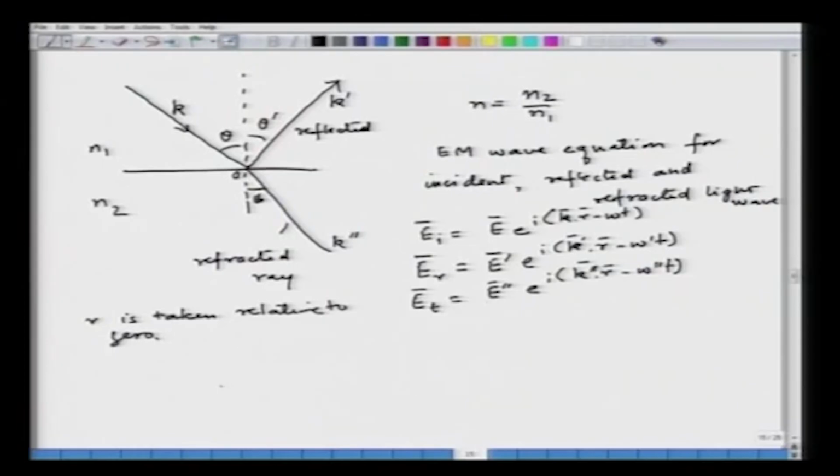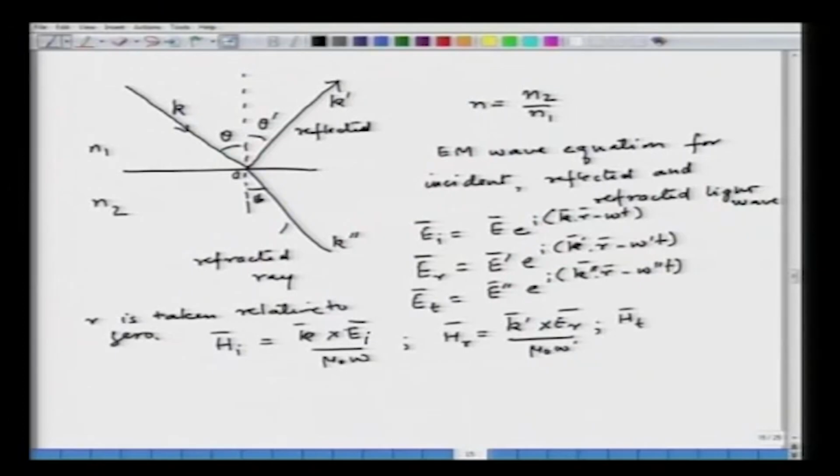If I can write the electric field vector this way, with the help of the Maxwell equation, we also know the magnetic field vector of the light. For the reflected, the magnetic field vector is going to be with k prime, and for the transmitted it is going to be with k double prime.